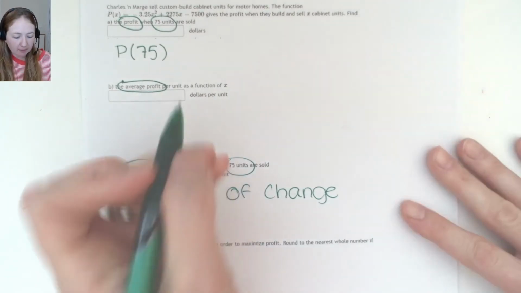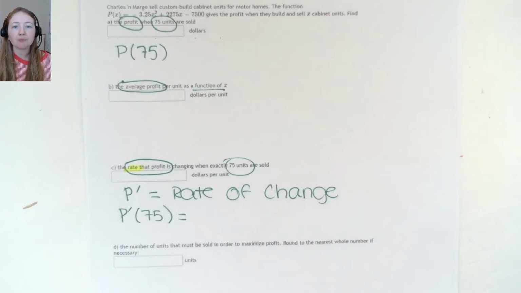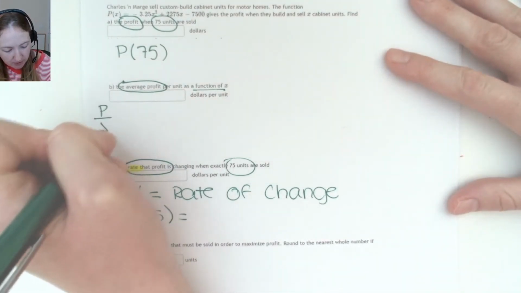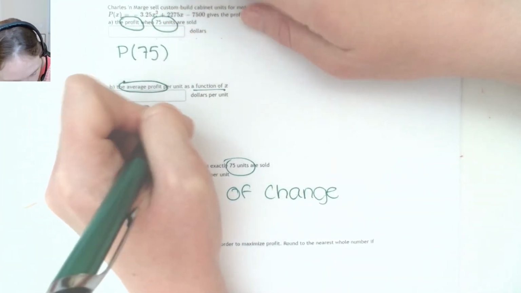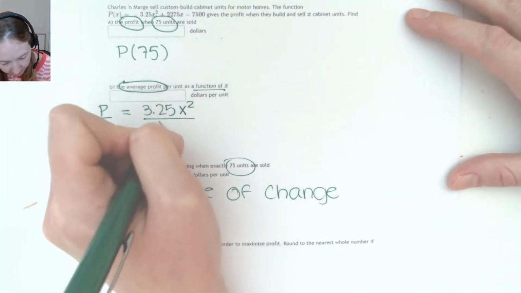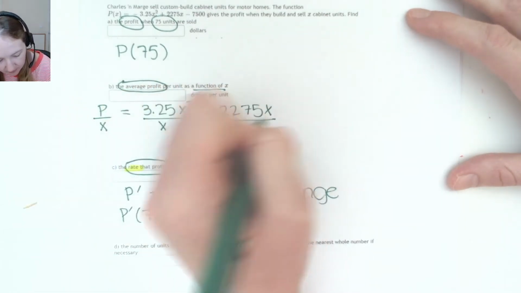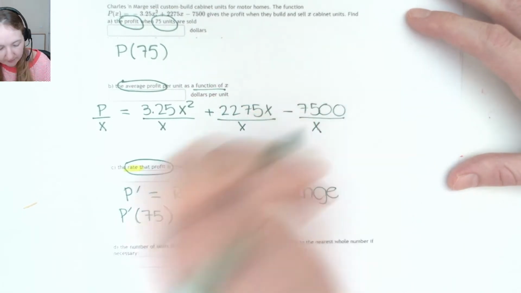Just keep in mind that they do want this as a function of x, so you're not plugging in a value. So just really quickly for that, you will take your profit function and divide by x. So that is a 3.25x squared divided by x, and then a 2275x divided by x, and then a 7500 divided by x.